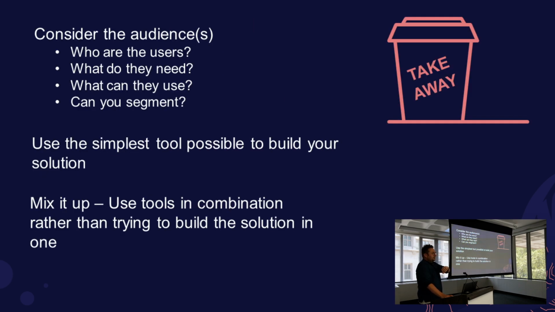So as we get towards lunch, we've heard a lot about pizza. I'm going to give you some takeaway. Sadly, it's not Domino's, I'm sorry. Number one, think about your audience. Who are they? What do they need? Am I going to give them what they need or what I think they need or just everything and hope that they extract the things they need from that? What can they actually use? And are you going to give them something too complex? Can you segment that audience and create multiple things for multiple people?